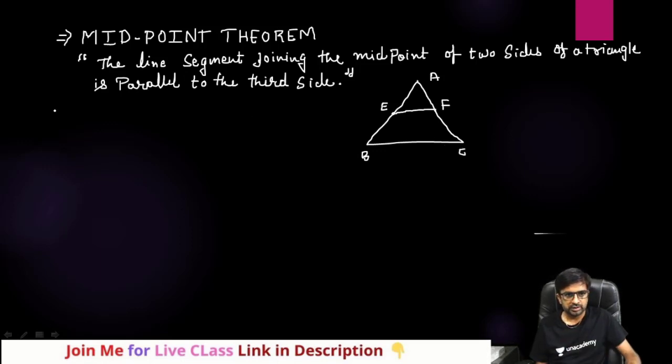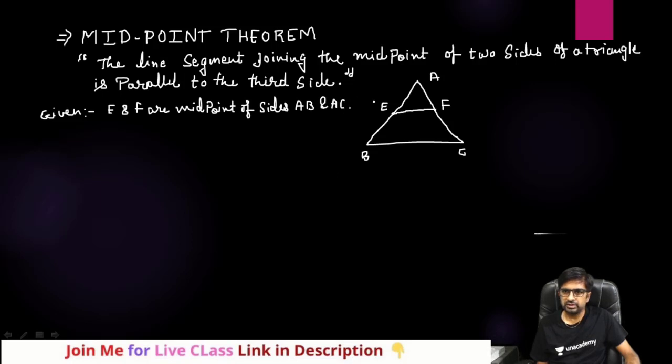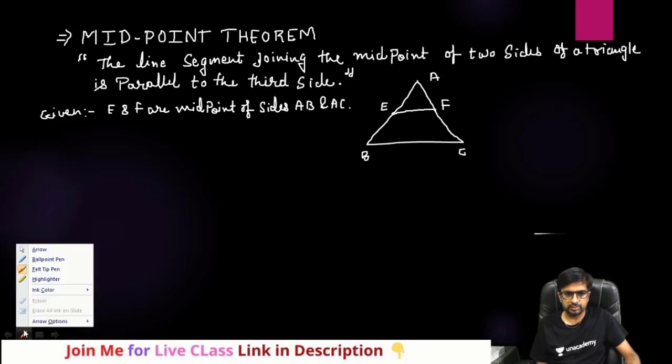So first of all, here what we have to write down, given. First of all, given point. What is given here? E and F are the midpoints of sides AB and AC respectively. These are the midpoints. Okay, let me use another color, yellow color, so that it will highlight.